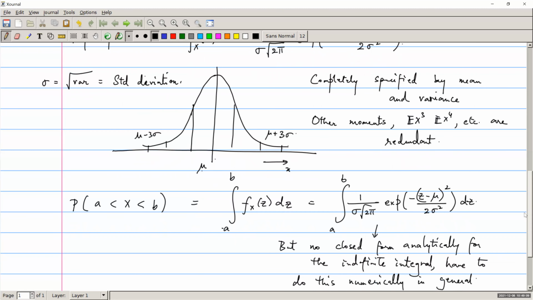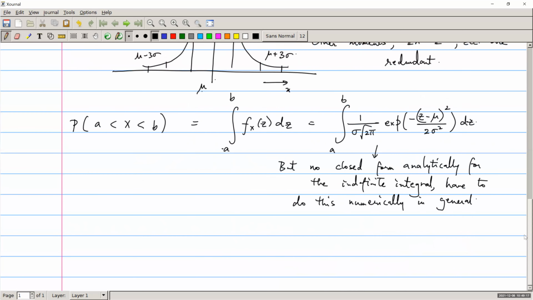So good, this is very basic stuff about a Gaussian. We also have this notion of a standard Gaussian. The standard Gaussian corresponds to the special case where the mean is 0 and the variance is 1. It's some kind of a normalized Gaussian.